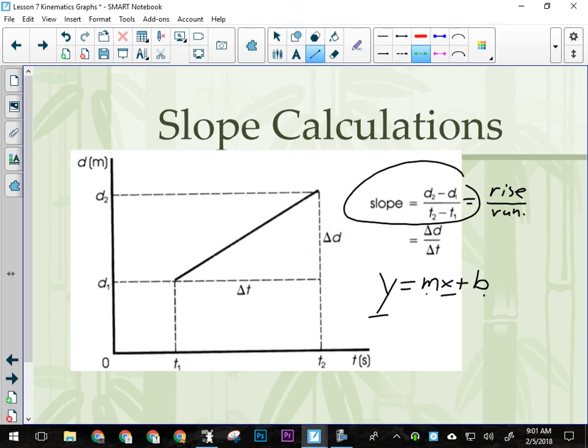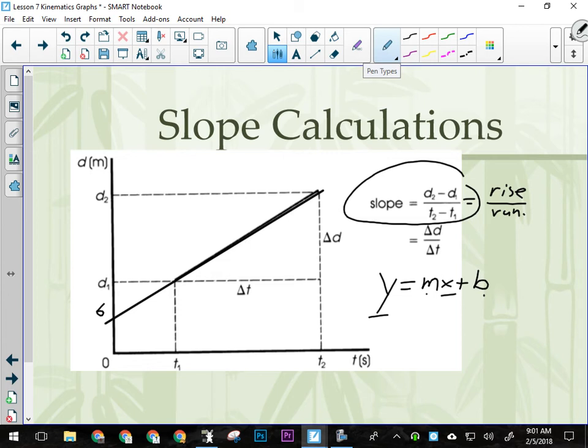Okay, so I'm going to extend this line down. On this line here, this would be B. I could be using this point or that point. I'm going to say I'm using this point. This would be Y. This would be X. Everybody all right with that?